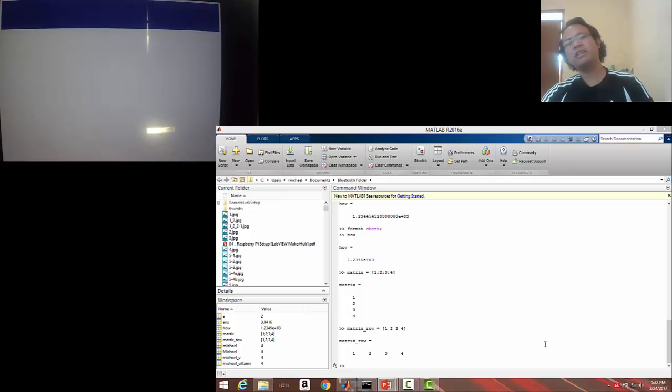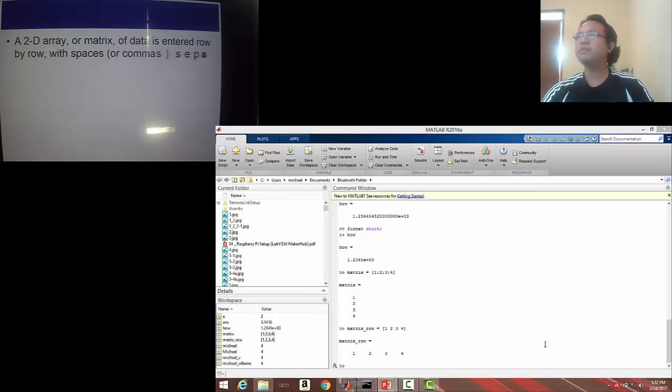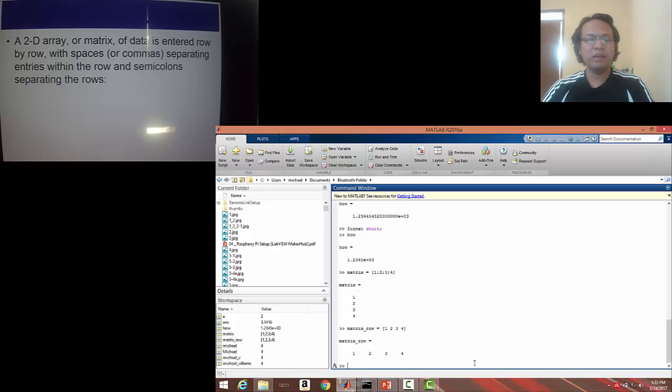Matrices. Okay, like I said, this is a two-dimensional array. So how do we make now a two-dimensional array? A while ago we have a column vector, and this one is a row vector. What about now if you want to have a matrix, say 2 by 4 matrix? According to this, the data is entered row by row with spaces or commas separating entries within the row and semicolons separating the rows.